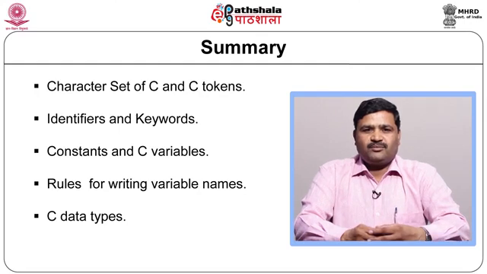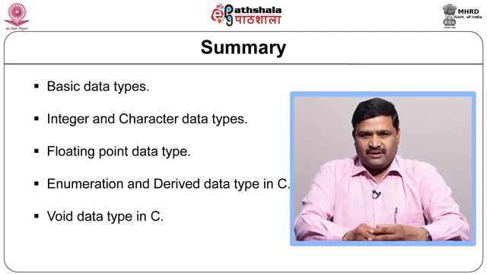Let us summarize the module on data types. In this module, we have seen different character sets used in C language, and tokens used in C language. We also saw the difference between keywords and identifiers, and the difference between constants and variables used in C language. We also saw the rules for writing different variable names. We also saw the difference between integer types and character types, floating point data types, enumeration, derived data types and void data types in C language.